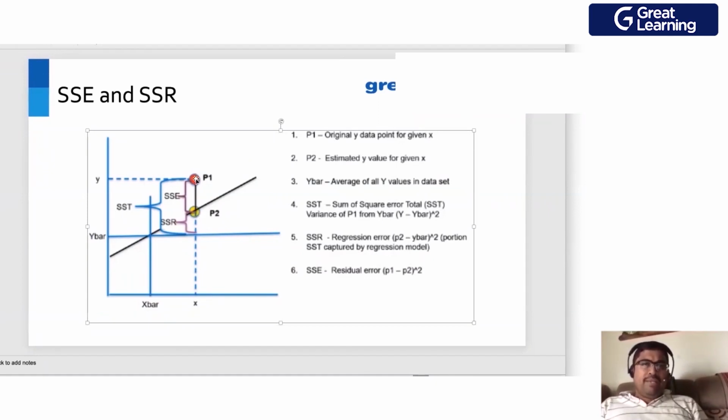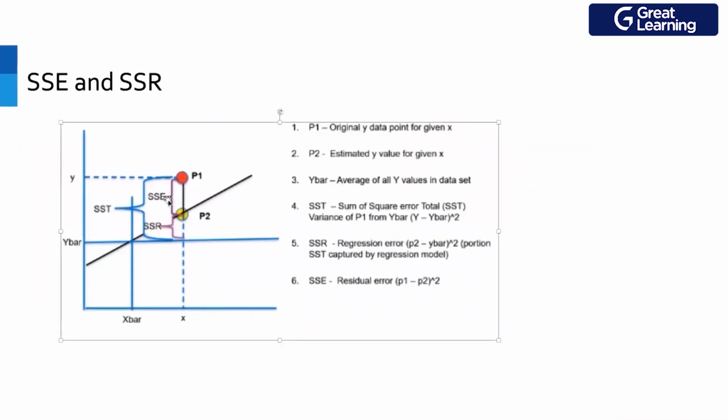The distance between this P1, the actual data point, and the predicted data point is called the residual for this particular point. This is called the residual error, SSE. Are you getting what residual error means? Difference between the actual value and the expected value according to the regression line model. Exactly. That difference is the residual error.